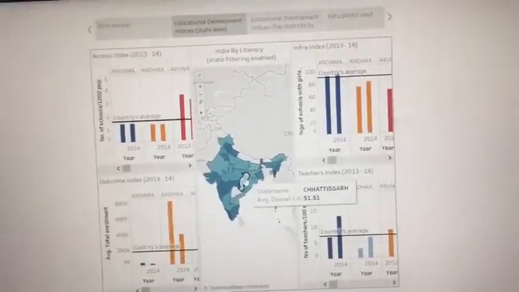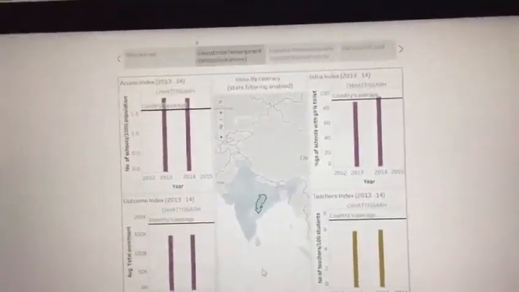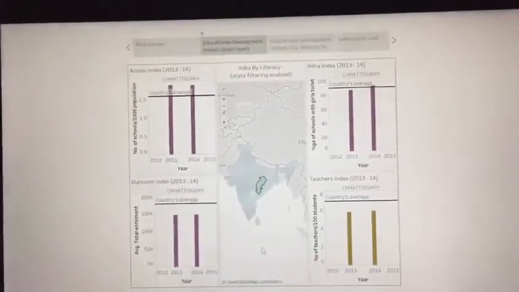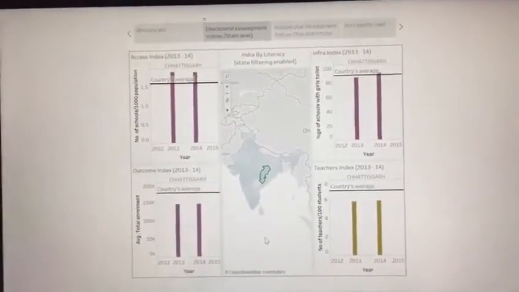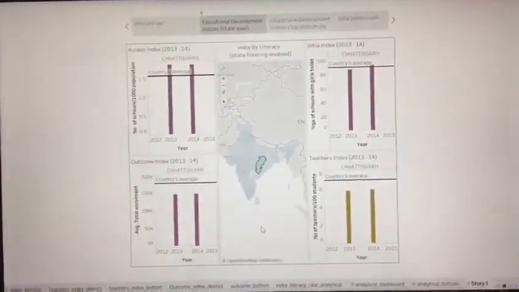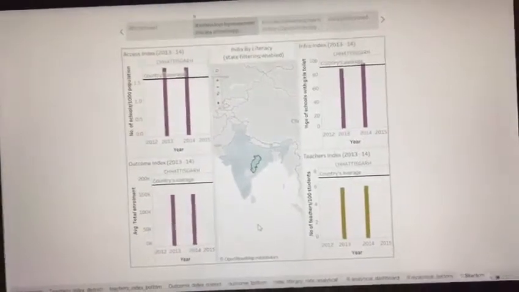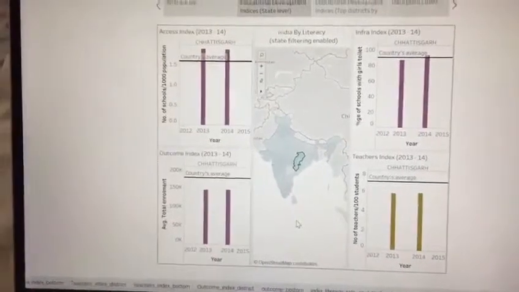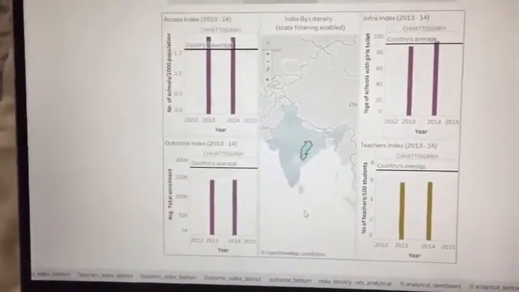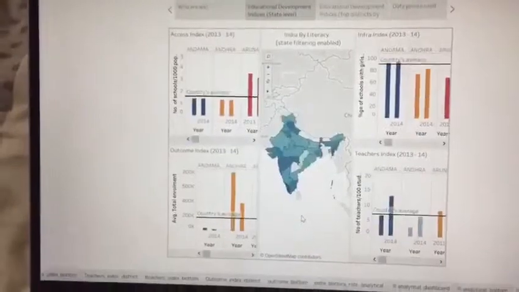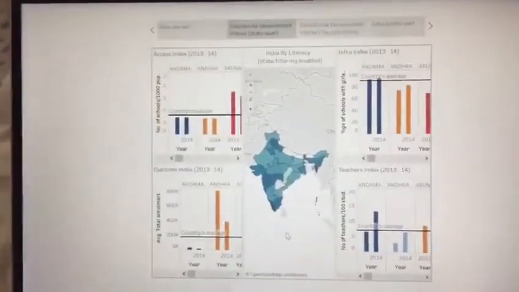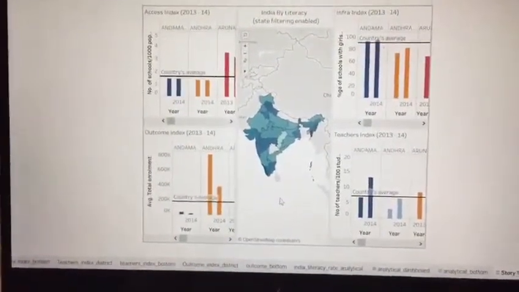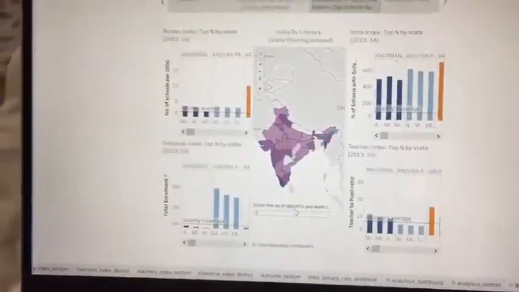Let me look at Chhattisgarh, which is the lowest one. This is interesting. The access index is ahead of the country's average, but the outcome index and teachers index are below the country's average. Would that mean there is more importance of human capital on literacy compared to the physical infrastructure? Maybe. This is an interesting observation. Okay, this is how a Ministry of Education can benefit from this dashboard. Let's look at the next screen, the next dashboard.